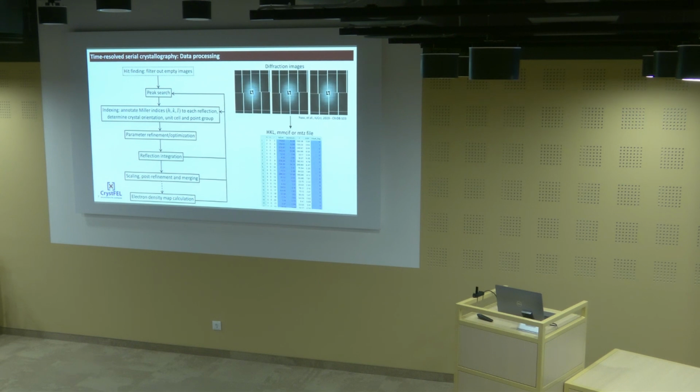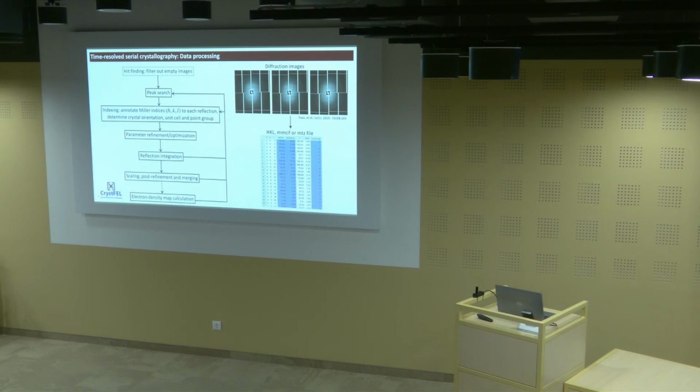The overall pipeline in data processing for serial crystallography is not so much different as for rotational crystallography, but there are some challenges, and I will discuss a few of them. But let's first go through how the pipeline looks. So we typically start with an optional step, which is hit filtering, and that's to filter out empty images. Because in serial crystallography, we don't have that much control about whether we are hitting a crystal or not when we collect our diffraction images. So many of these images will be empty.